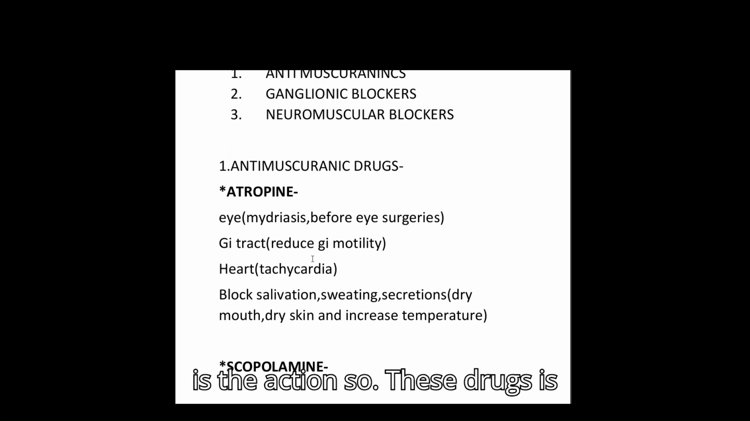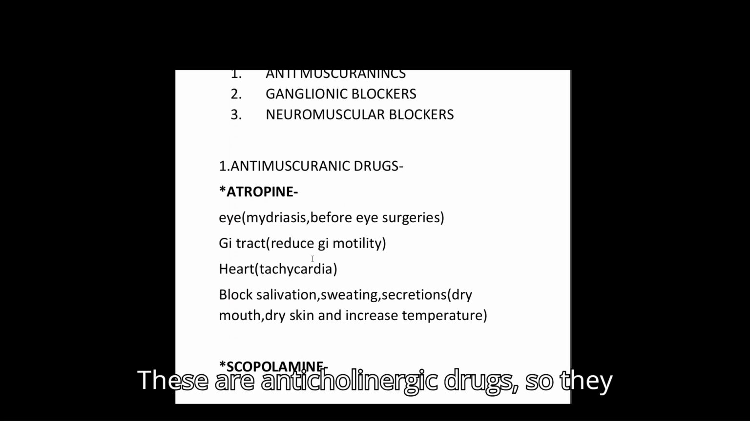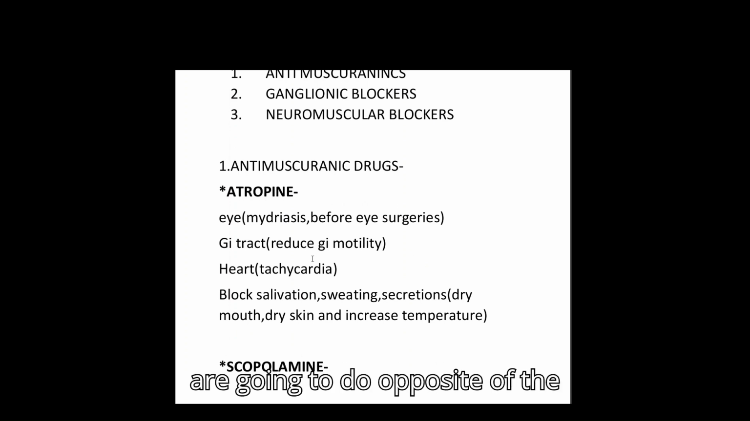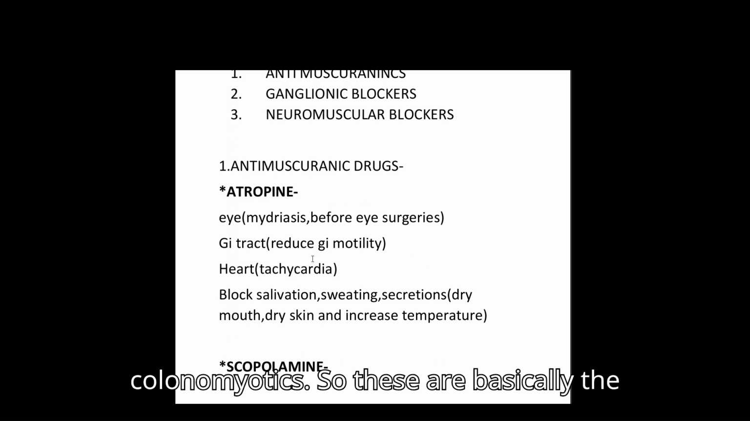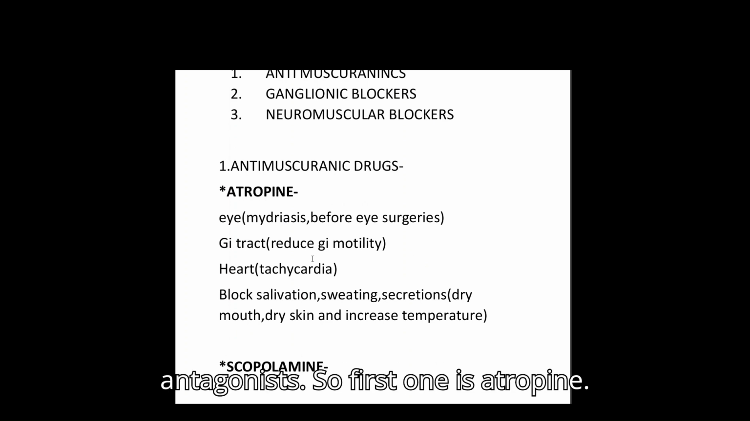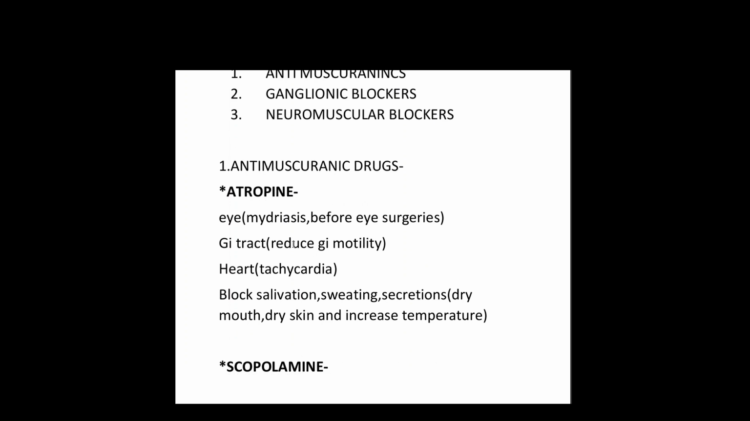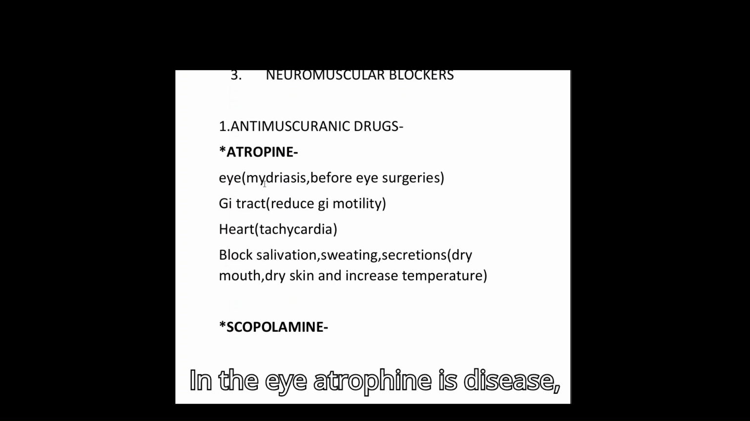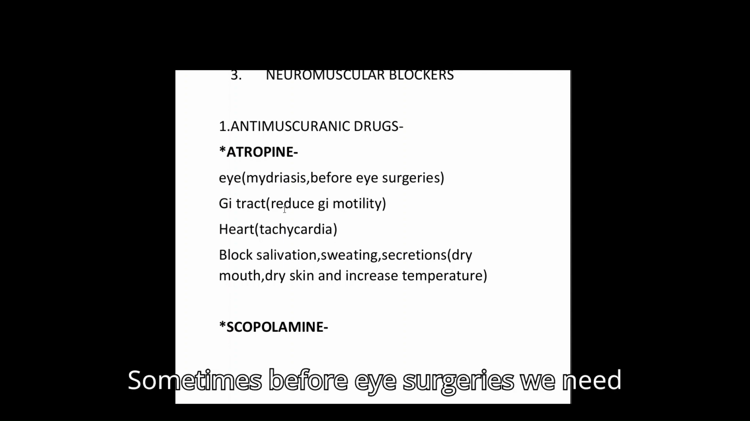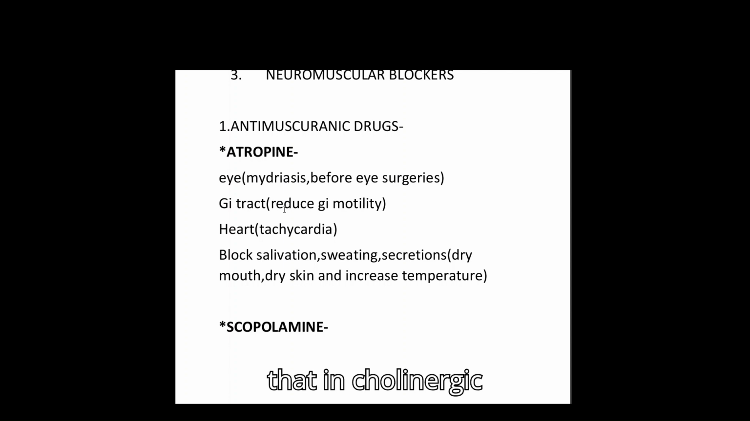These drugs are basically contrary to the cholinergic drugs. These are anticholinergic drugs, so they are going to do the opposite of the cholinomimetics. So these are basically the antagonists. First one is atropine. In the eye, atropine causes mydriasis. Mydriasis means dilation of the pupils. Sometimes before eye surgeries we need that.